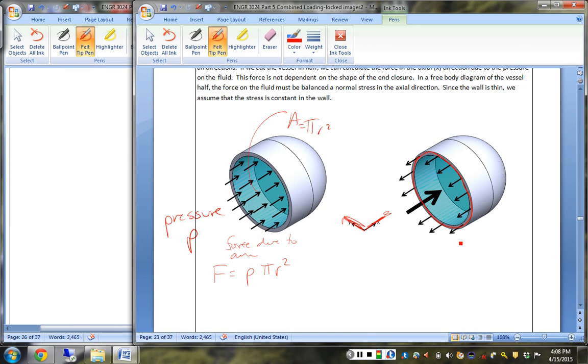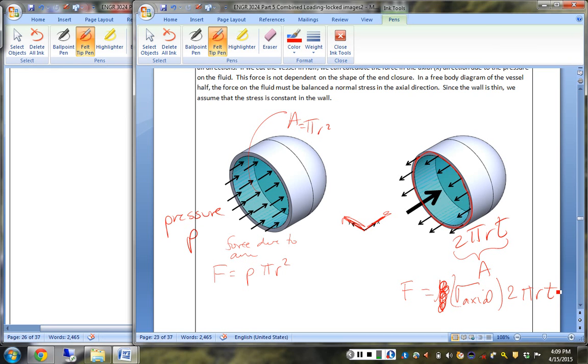It's the circumference times the wall thickness. So the circumference 2 pi r times the wall thickness t is the area of the actual metal cut face. And so the force on this side is the pressure. No, it's not the pressure. It's the axial stress times this 2 pi rt.